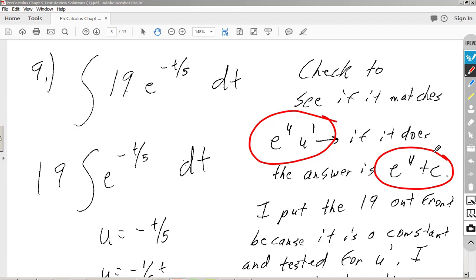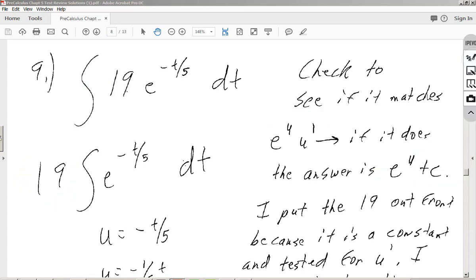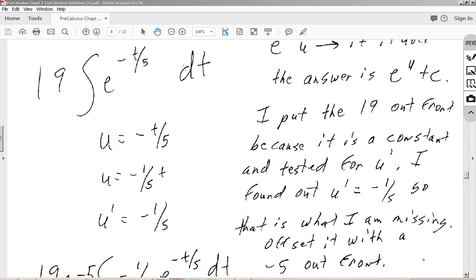So the first thing I do is put my constant out front. So I've got my 19 out front, because I want to see if I'm missing anything for my pattern of e to the u, u prime. So I just move that 19 out of the way. And now that I've moved the 19 out of the way, I'm going to test to see if I have e to the u, u prime.